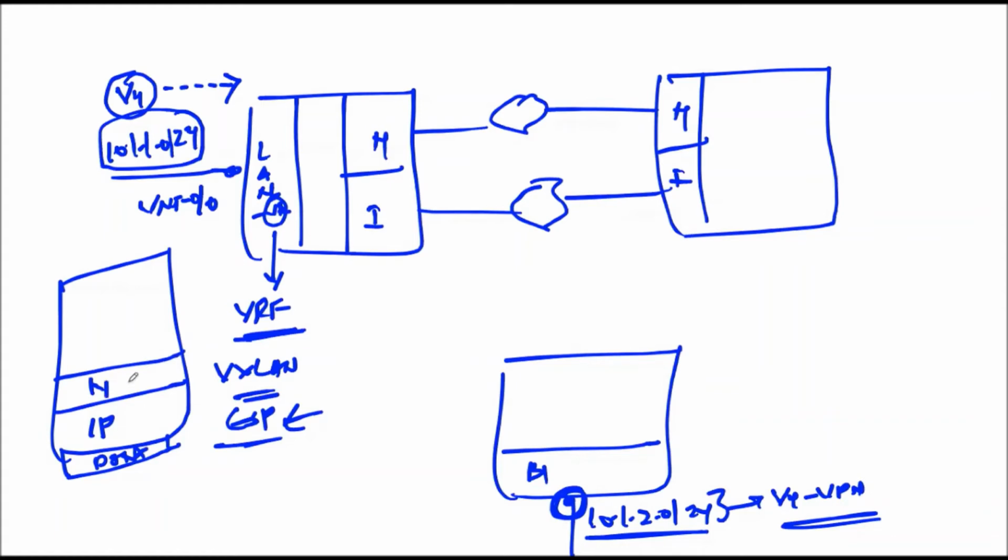It tries to add the MPLS label, which is advertised by this branch. Because it's a VPN route, it advertises with some MPLS label. It adds the MPLS label here. Then it adds the VXLAN header here. Then it adds the outer header, right?